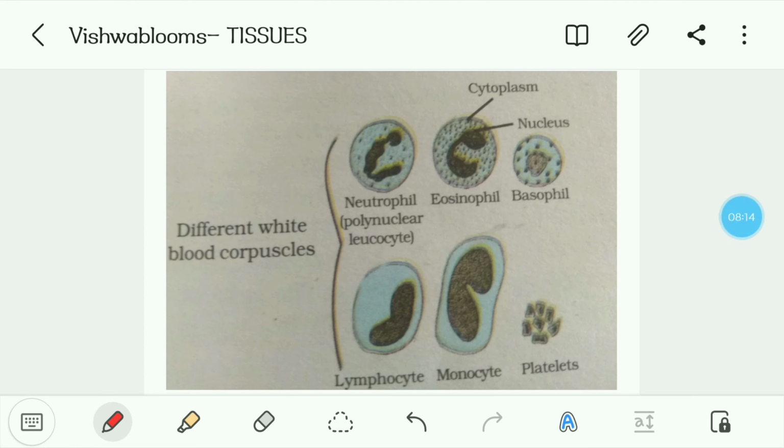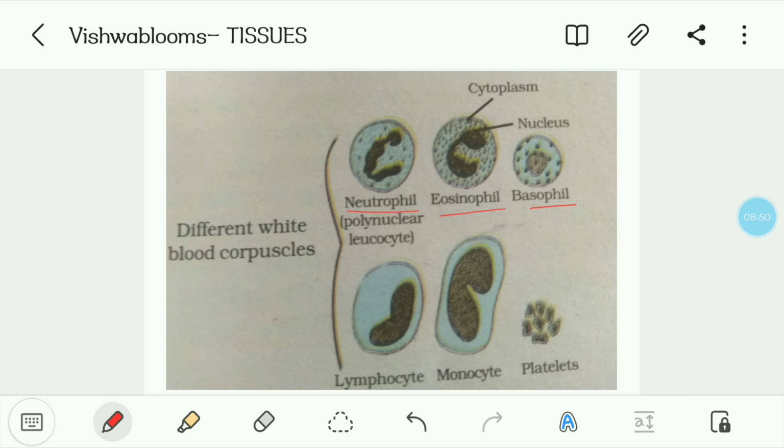Now we have to learn about WBC, the different white blood corpuscles. As I have just told, there are different types of WBC. First we have neutrophil, eosinophil and basophil. These three will come and attack any material that is coming, like any virus. They attack first. These three are very active if any agent is coming.